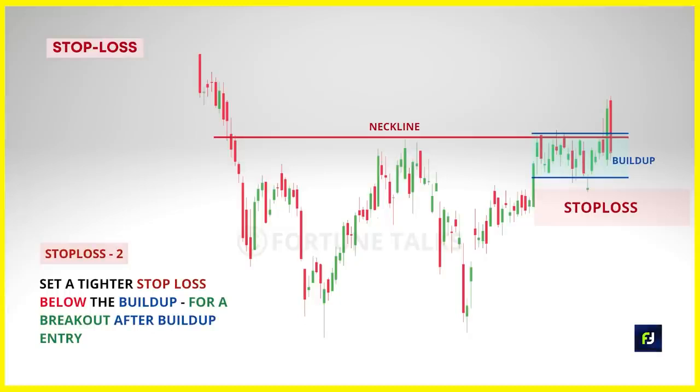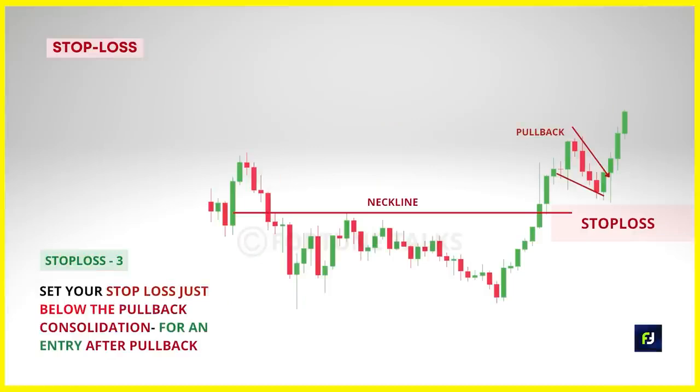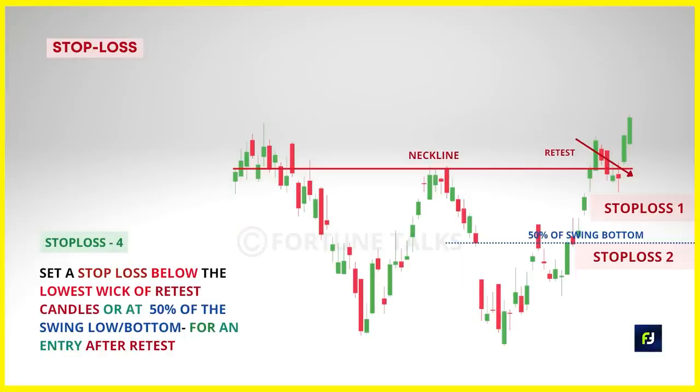Now let's say you have missed both these entries and you have entered a position in the market after the prices formed a primary pullback. Then you can set your stop loss below the lowest price in the group of pullback candles including the wick, or you can place it just above the neckline if the pullback is formed very close to the neckline. And the last method is if you have entered after a retest.